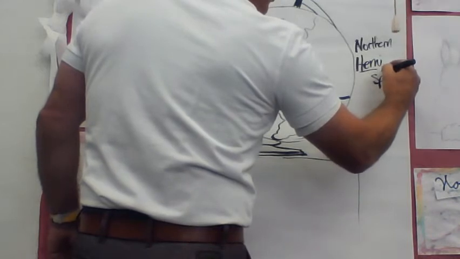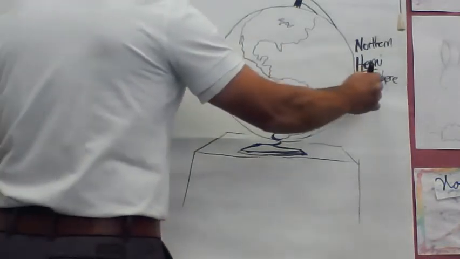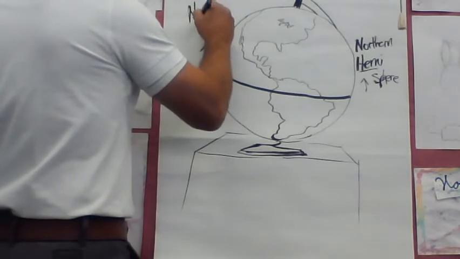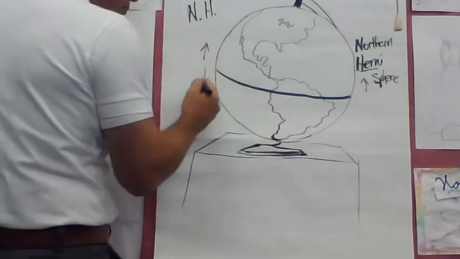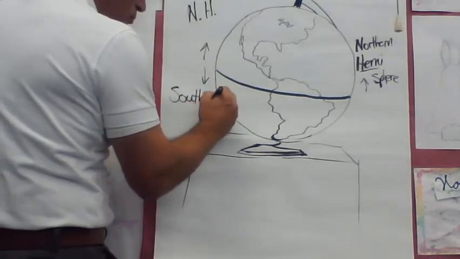So hemi means half and sphere means circle. So if we took the globe and we cut it in half, we have hemi, or half, of the top is our northern hemisphere, and the bottom part is our southern hemisphere.